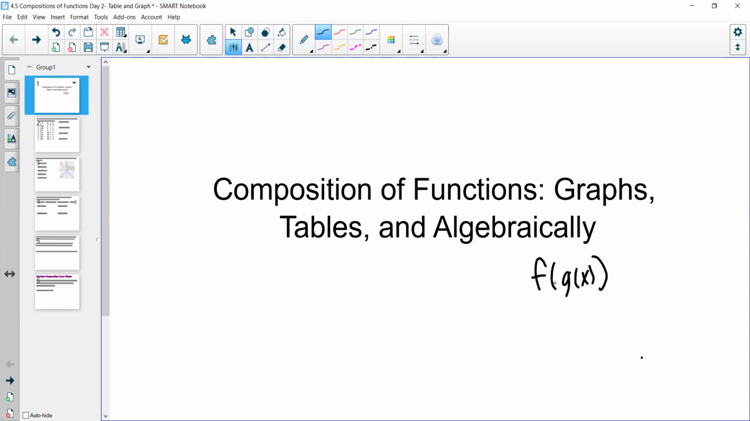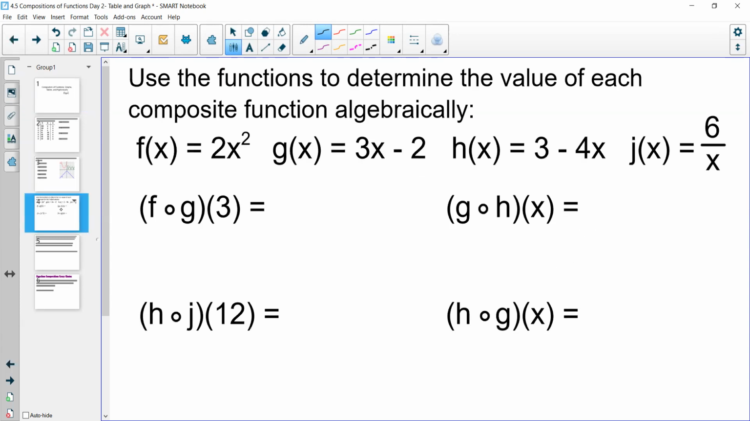So let's start by evaluating a few questions algebraically, and then using that idea of how we were evaluating them algebraically to then determine how we can use a table or a graph to also evaluate functions. Then we will discuss one quick word problem in which we might see the application of this, and that will help us understand the composition of functions even more.